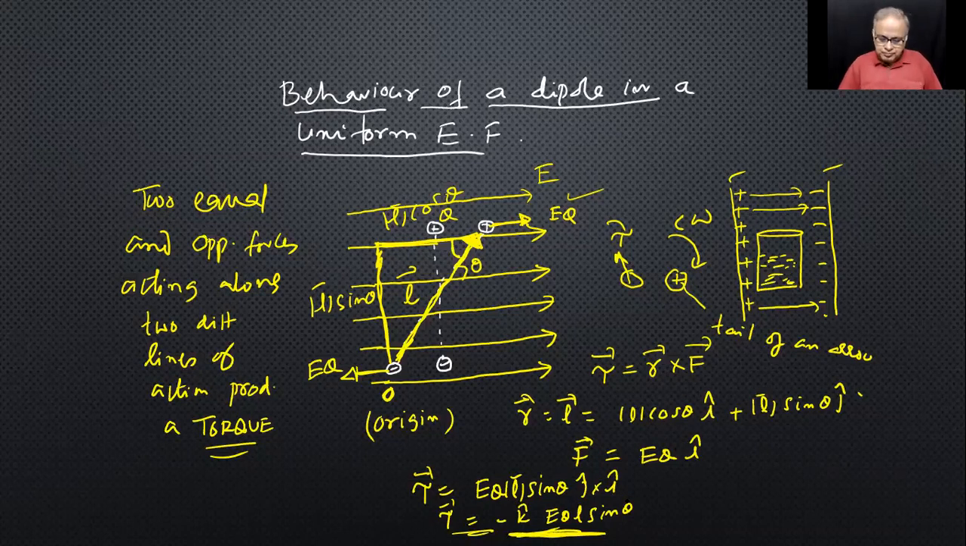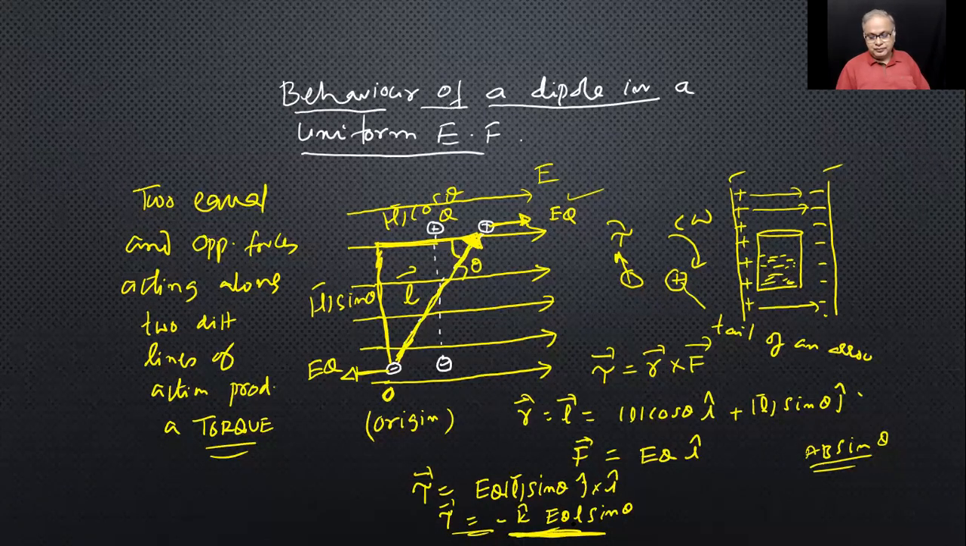Now, anytime something comes like this, AB sine theta, we get an idea that I can express it as a cross product, right? A cross B. So here EQL sine theta we had. This QL was defined as P.